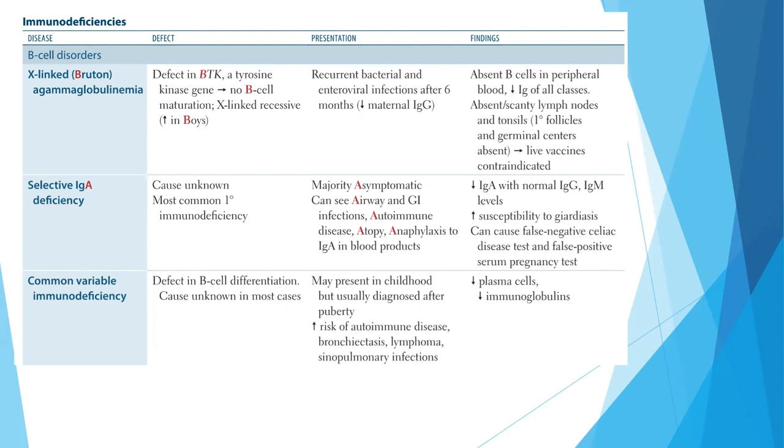There are recurrent bacterial and enteroviral infections after the age of 6 months because there is a decrease in the maternal IgG antibodies. The B cells are absent in peripheral blood, and there is decreased immunoglobulin of all classes. There are absent or scanty lymph nodes and tonsils. Live vaccines are contraindicated in X-linked Bruton agammaglobulinemia.